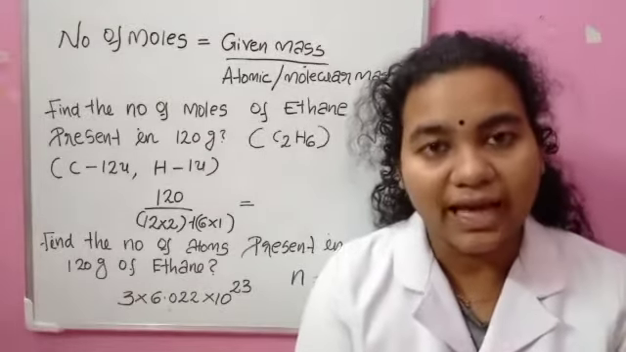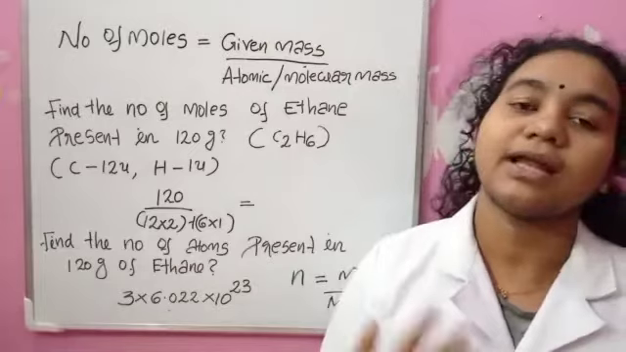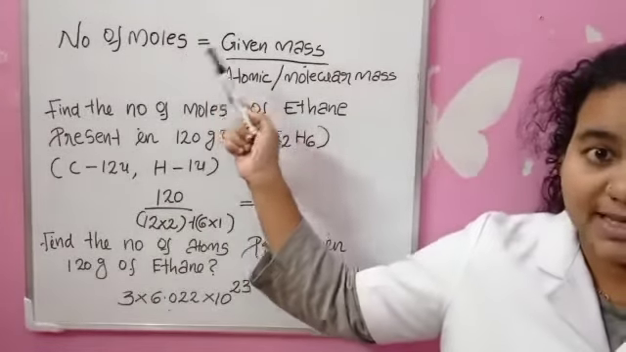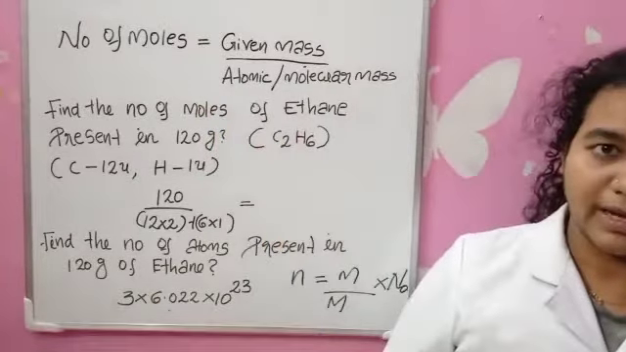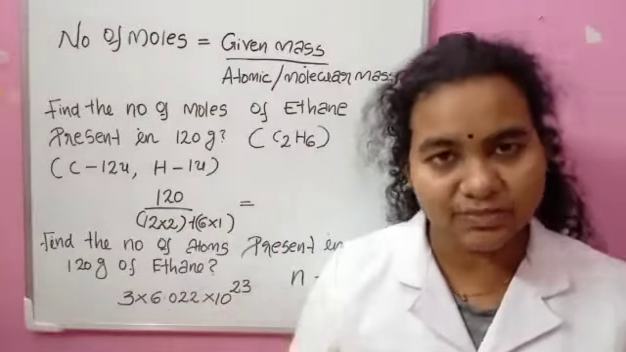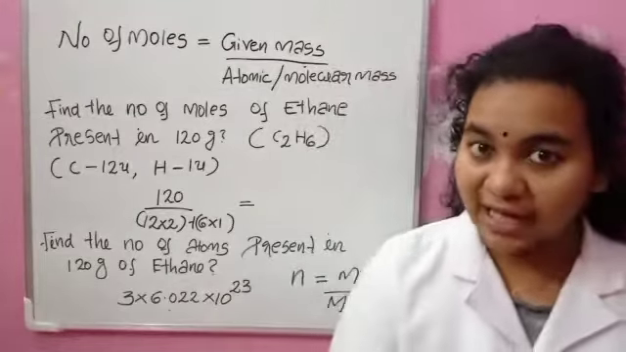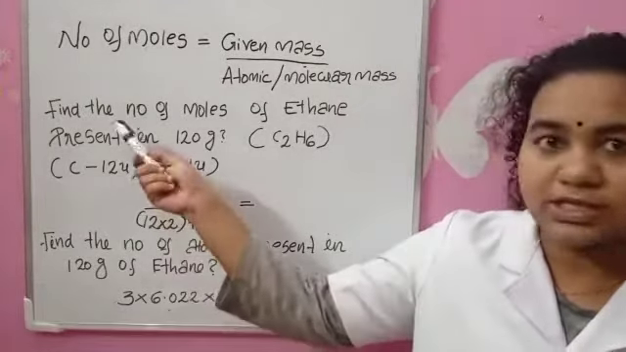So how can we calculate that? There is a formula to find the number of moles. The formula is given mass by atomic or molecular mass. If an atom is given, that is atomic mass. If a molecule is given, that is molecular mass. I hope you know how to calculate molecular mass, which we have discussed earlier. So we'll do this problem.